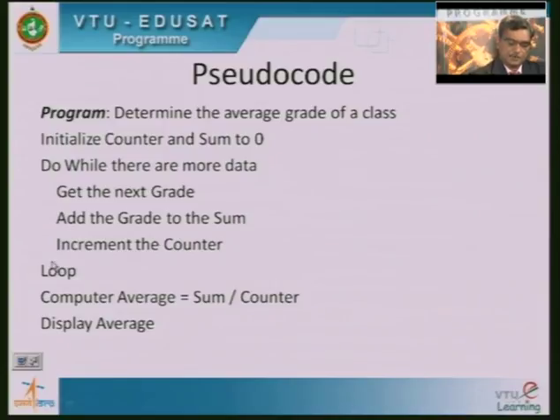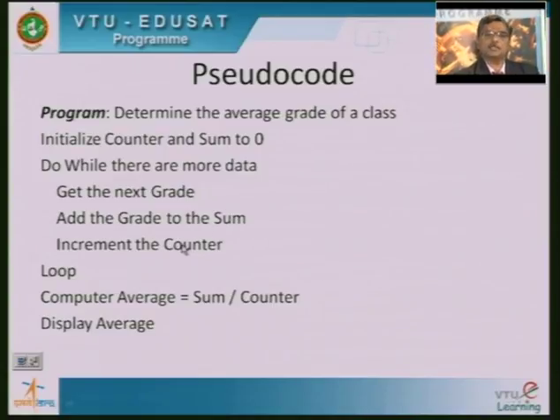Observe this, do while there is more data, repeat this process. All these three steps loop back. Get the grade of the first one, add the grade to the sum. Initially it is 0, now the grade is added, 0 plus whatever the grade of that one is. Increment the counter because you want to know how many students you have taken. Repeat this step until all the students' grades are over.